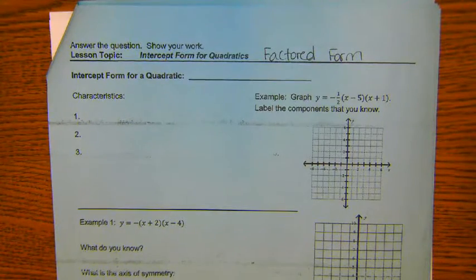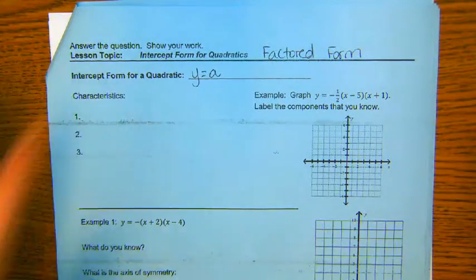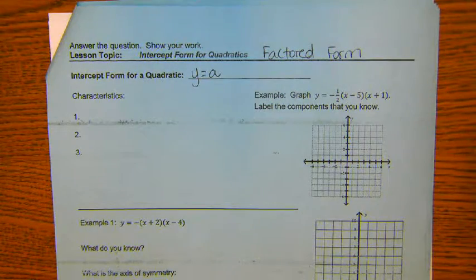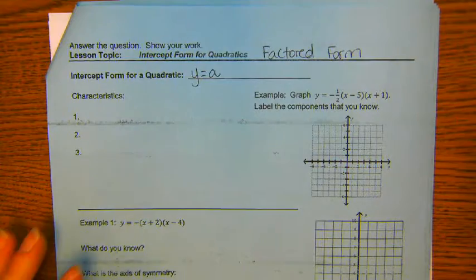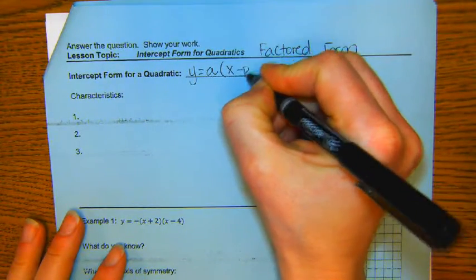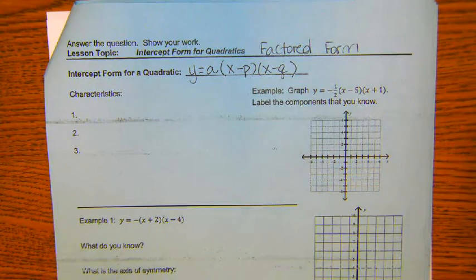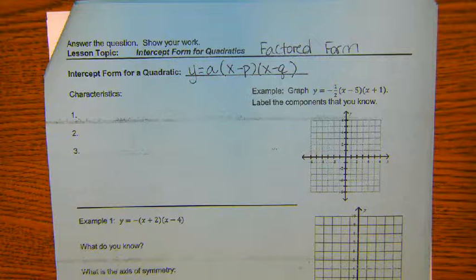Okay, and what it looks like is there is an A in front. Has there been an A in front before? What does A tell us? From the vertex, how far over, 1, up how much, or down how much, okay? And then, in factored form, we're going to have x minus p, x minus q. So there's no squareds or anything like that, they're just two factors, okay?